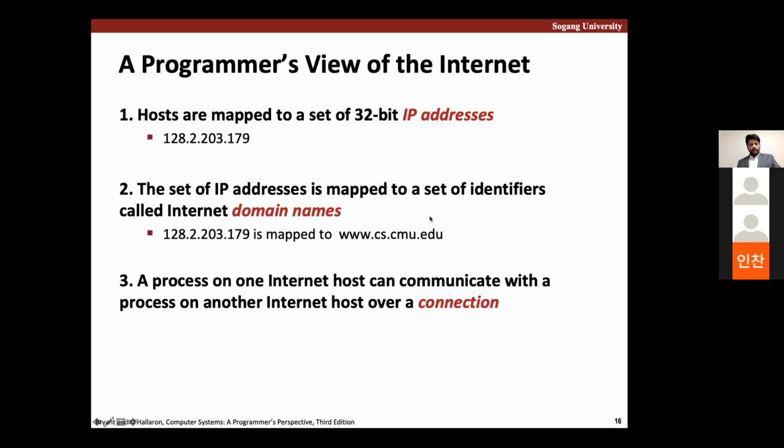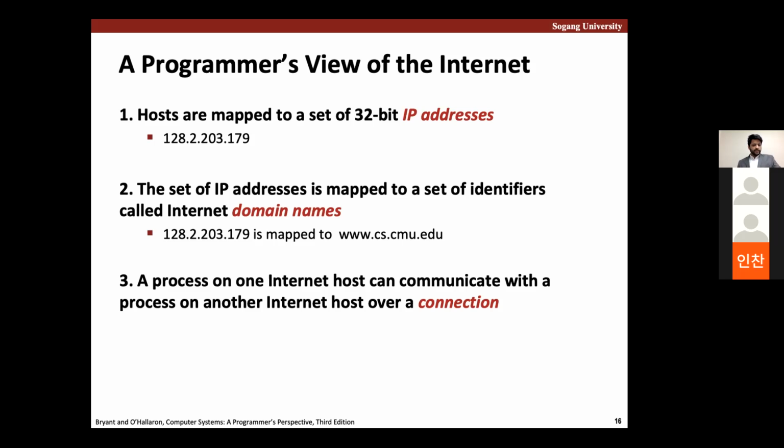How does a programmer look at the internet, or what is the programmer's view of the internet? He sees that the hosts are mapped to a set of 32-bit IP addresses, for example 128.2.203.179, and the set of IP addresses is mapped to a set of identifiers called internet domain names. For example, the IP mentioned above is mapped to cs.cmu.edu. We have also discussed sogang.ac.kr.